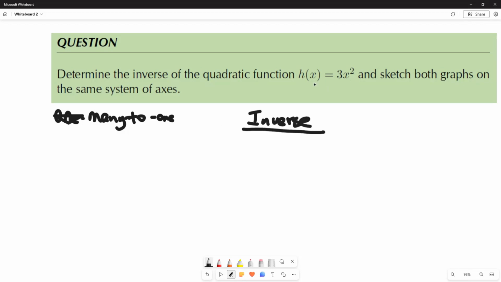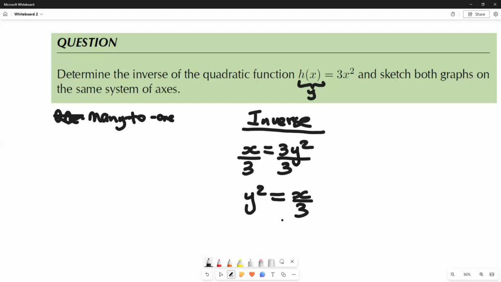Remember the first thing, you switch your x and y. Remember, this is your y. So where there was y, you put x, and where there was x, you're going to put y. So it's going to be 3y squared. And then we need to isolate the y. So I'm going to divide by 3 both sides. So I have y squared equals x over 3.